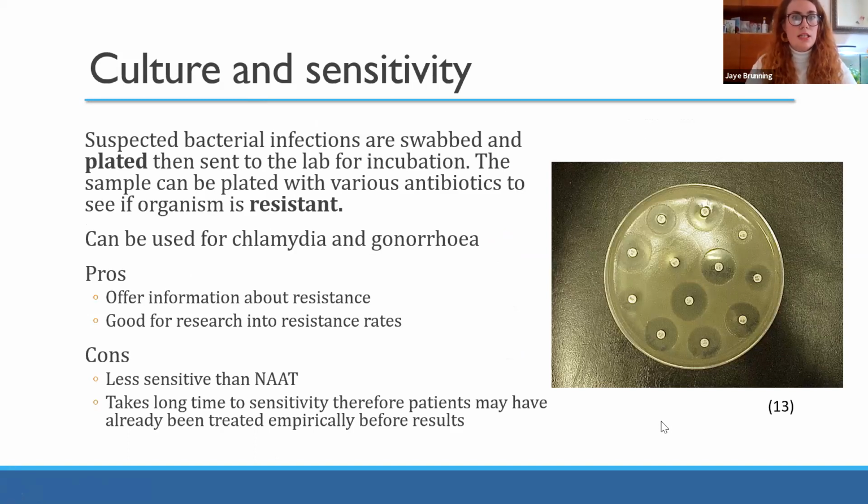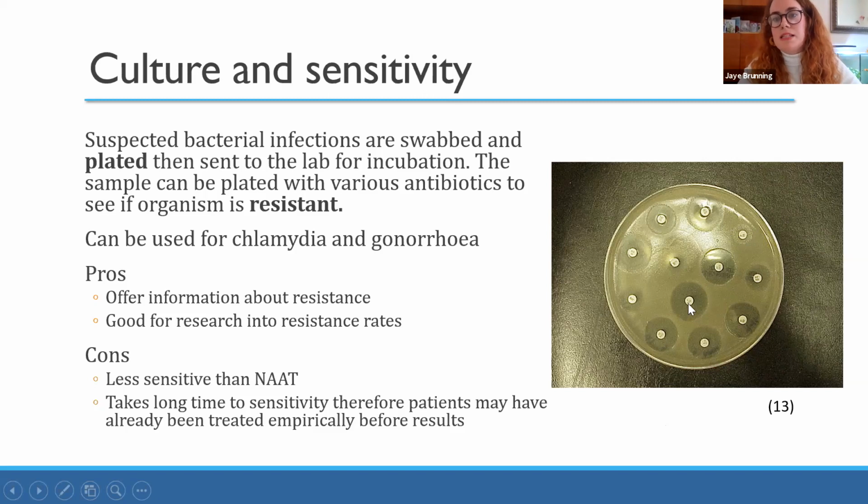Culture and sensitivity. So this is where you take swabs of suspected bacterial infection and you plate them on an agar plate and you send them to the lab for incubation in the hope that they grow. The samples can then be plated with various antibiotics to see if an organism is resistant. So if I take you over to this picture on the right here, what we have is an agar plate with some bacteria plated on. This kind of grey, cloudy colour is the bacteria. These little white dots are the antibiotics, different types of antibiotics.